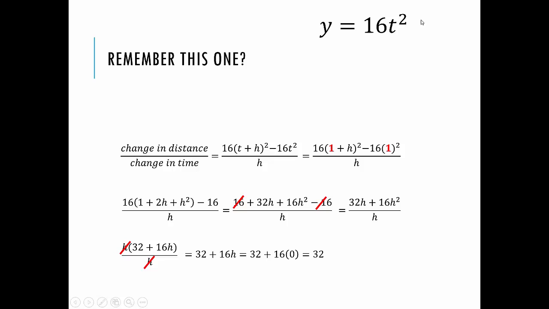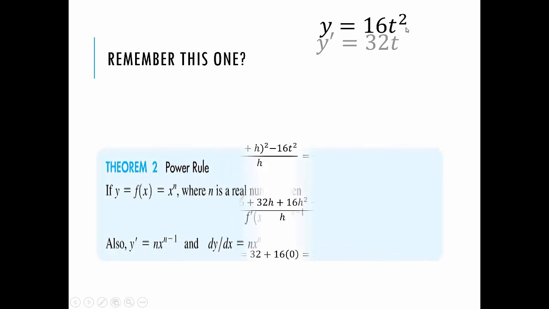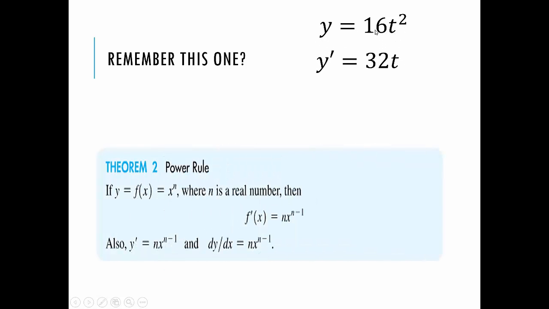Remember this one, the 16t squared, where we had the object falling off the towers of America. We went through all these steps and wanted to know at exactly 1 second how fast the object was falling. Well, this is a power, so I could bring the 2 down. So 16 times 2 is 32, and subtract 1, and that gives me my derivative.